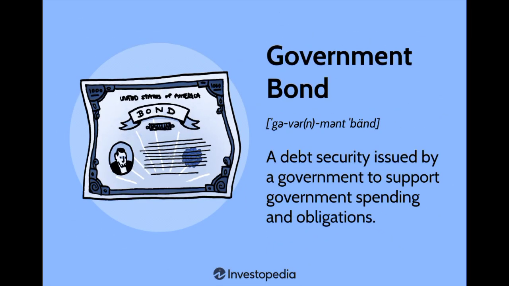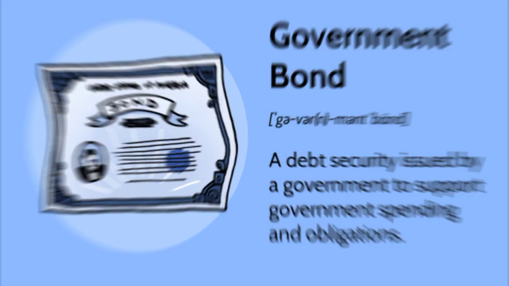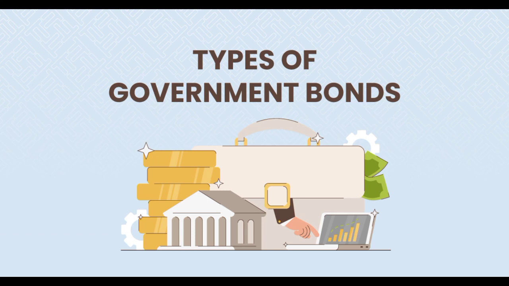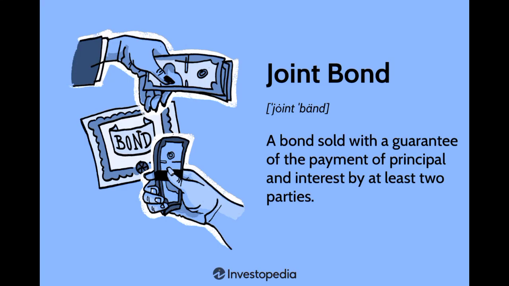So in bonds, there is also the government bond. It is a debt security issued by a government to support government spending and obligations. There are types of government bonds. The first type of government bond is namely the joint bond. It is a bond sold with a guarantee of the payment of principal and interest by at least two parties.